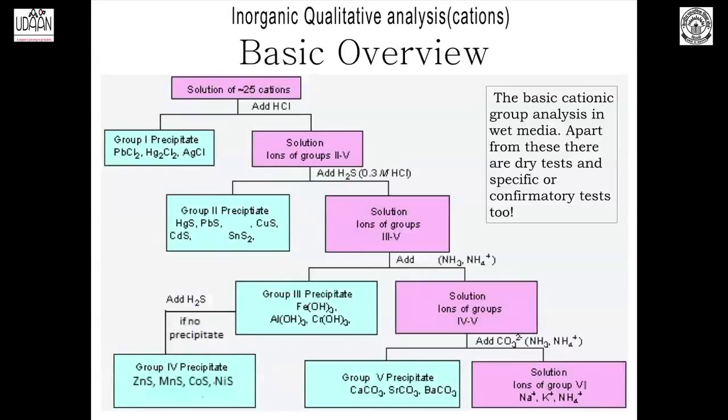The basic overview of what we are going to cover. For example, we have a solution of several cations, suppose around 25 cations. So, we need a particular algorithm for going through the analysis of these cations. We need to devise a systematic method of performing the least number of operations and figuring out what are the constituent cations in that solution. So, we have devised one such scheme, and that is known as group analysis.